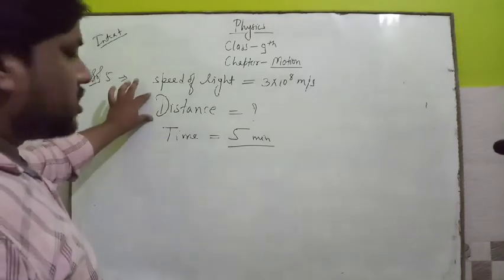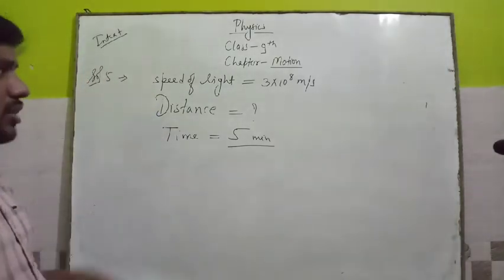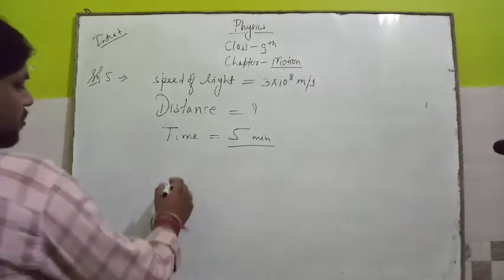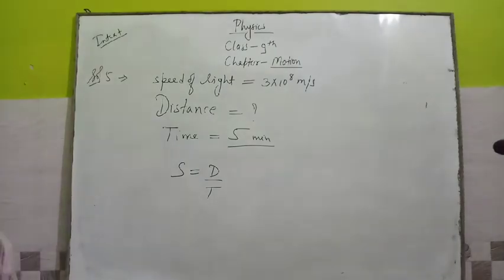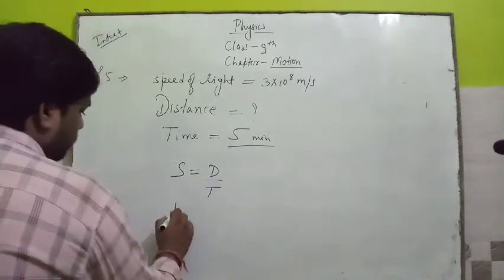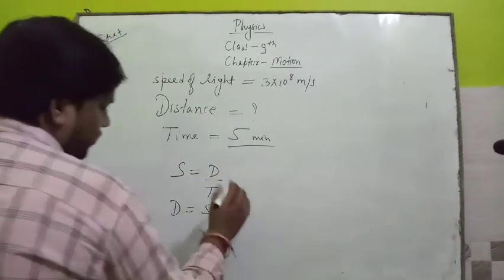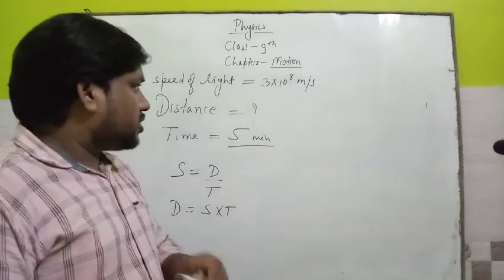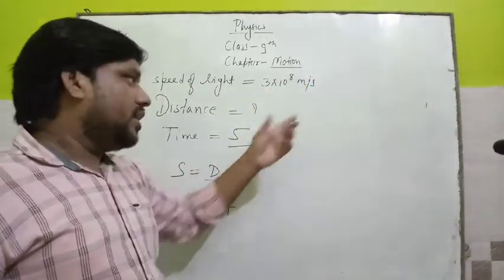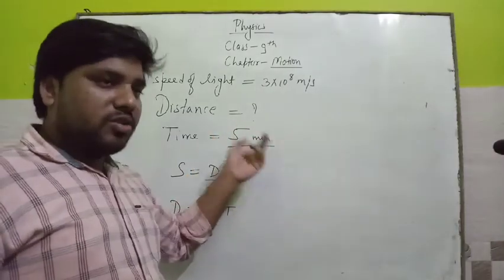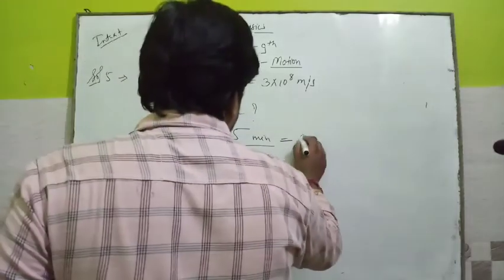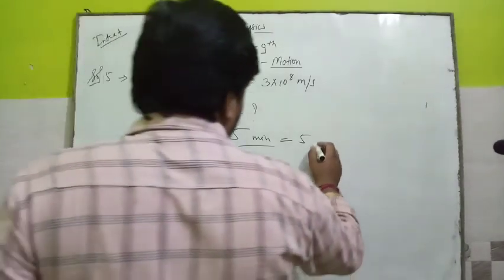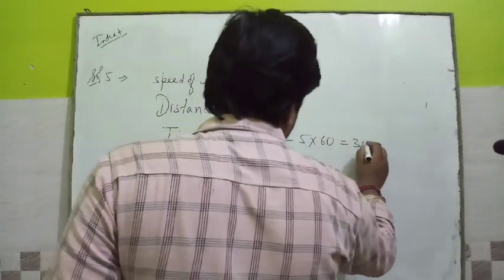So here distance is asked, and time and speed are given. Which formula is applied? Speed is equal to distance upon time. But here you have to find distance, so distance is equal to speed into time. But you see that the speed of light is in meter per second and the time is in minutes. So first of all convert minutes into seconds. 5 minutes into 60 seconds: 5 into 60 is equal to 300 seconds.